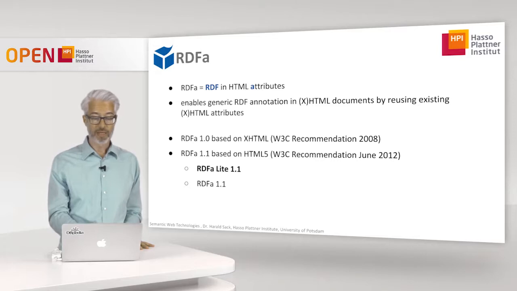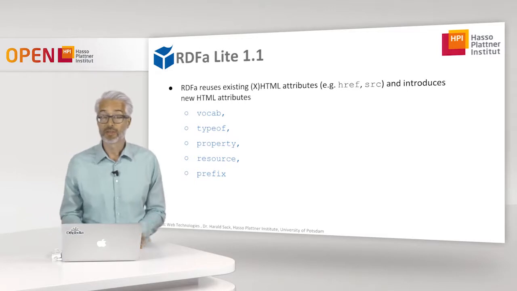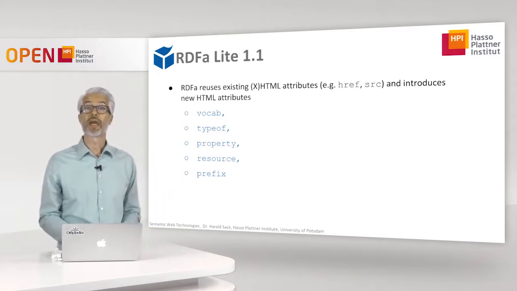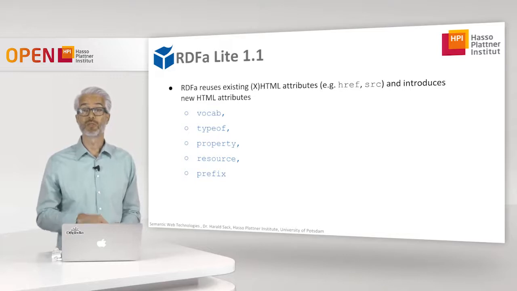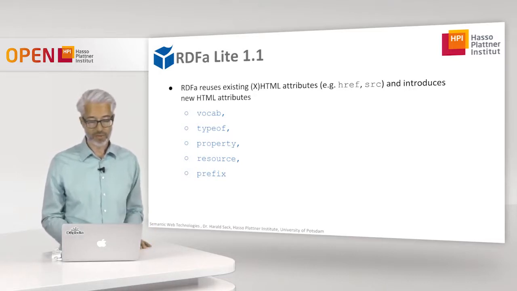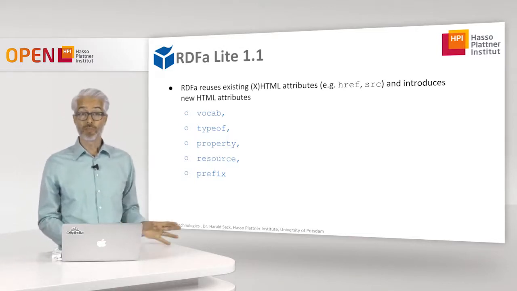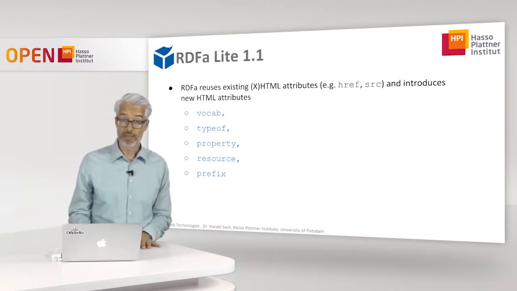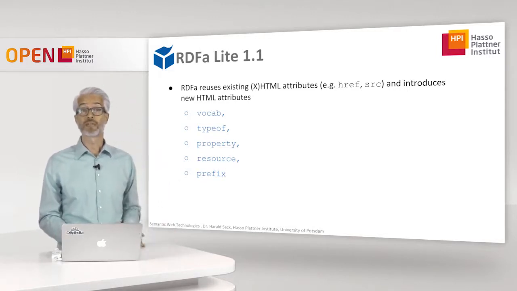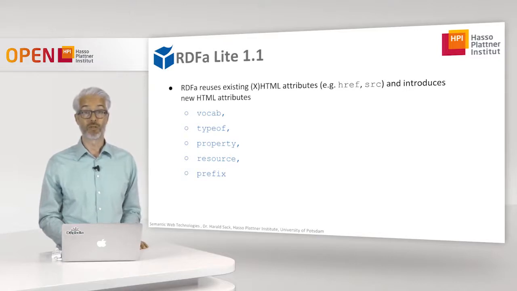So let's first look at the lightweight version. Here we are reusing specific HTML attributes like the href or src attribute, with which we usually denote URIs or links to URIs. And we have a few new HTML attributes that are introduced here: the vocab attribute, typeof, property, resource, and prefix, which are not part of the usual HTML syntax, but have been introduced with RDFa, and therefore no conflict with already existing attributes of HTML might occur.